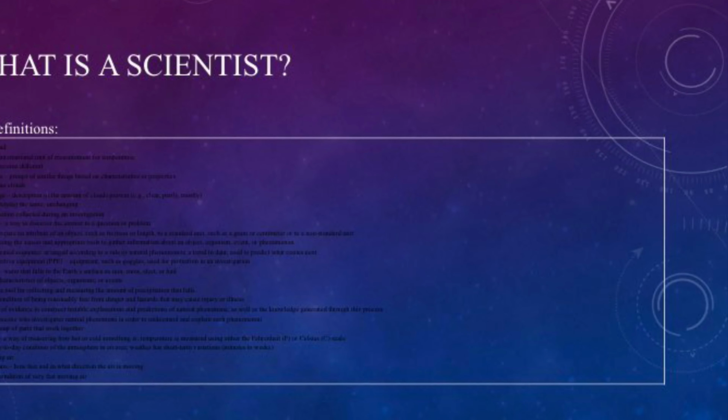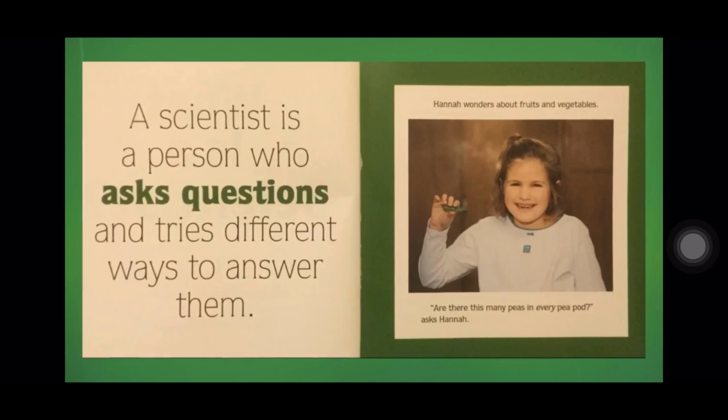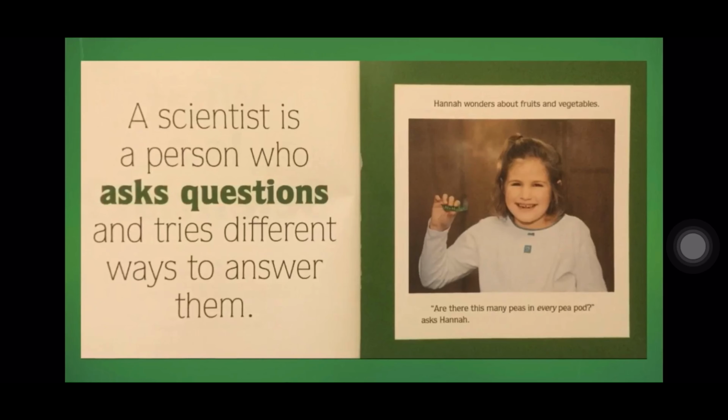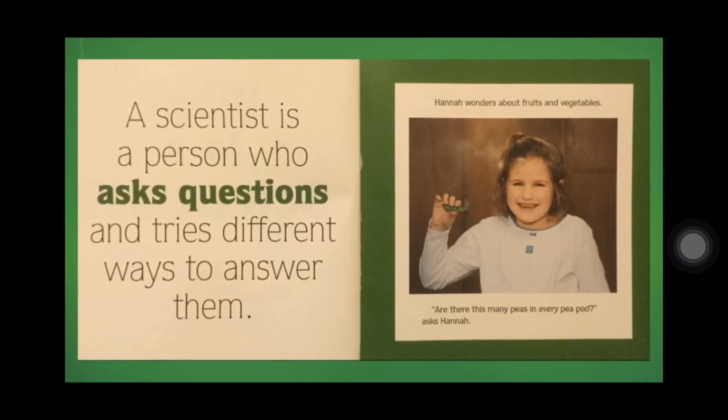What is a Scientist by Barbara Lynn. Photographs by Carol Kraus. A scientist is a person who asks questions and tries different ways to answer them. Hannah wonders about fruits and vegetables. "Are there this many peas in every pod?" asks Hannah. A scientist learns from her senses.